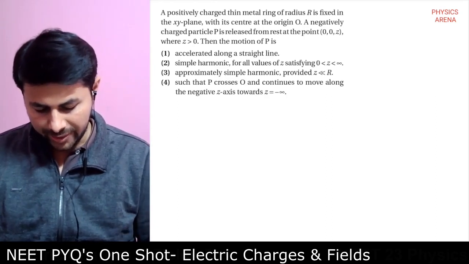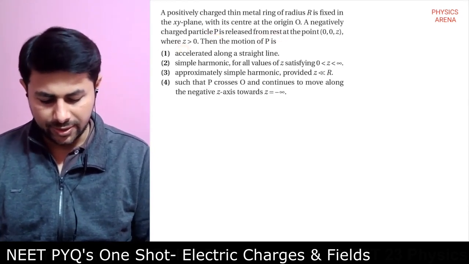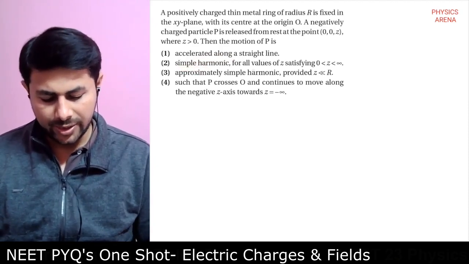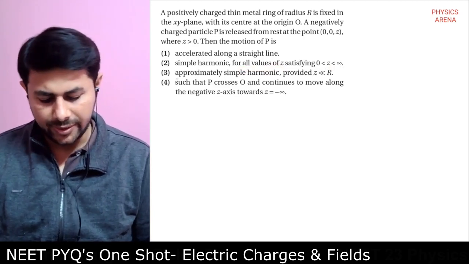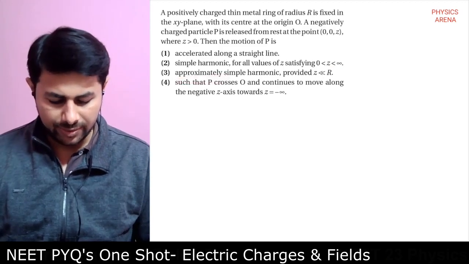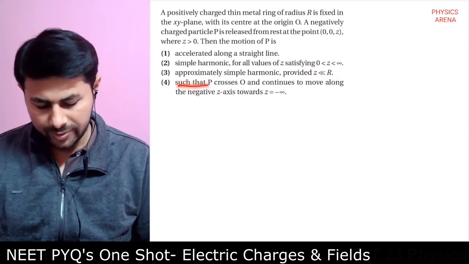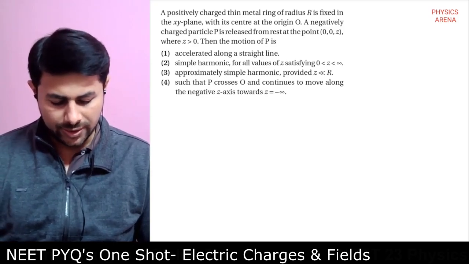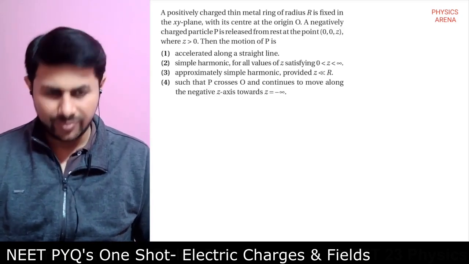A negatively charged particle P is released from rest at point (0, 0, z), where z is greater than 0. Then the motion of P is: option 1, accelerated along a straight line; option 2, simple harmonic for all values of z satisfying 0 < z < infinity; option 3, approximately simple harmonic provided z is very small compared to r; and option 4, such that P crosses O and continues to move along the negative z axis towards z equals minus infinity. So now, this is a very good question.